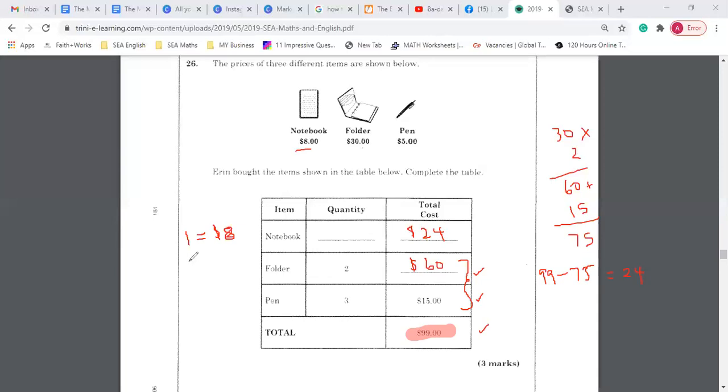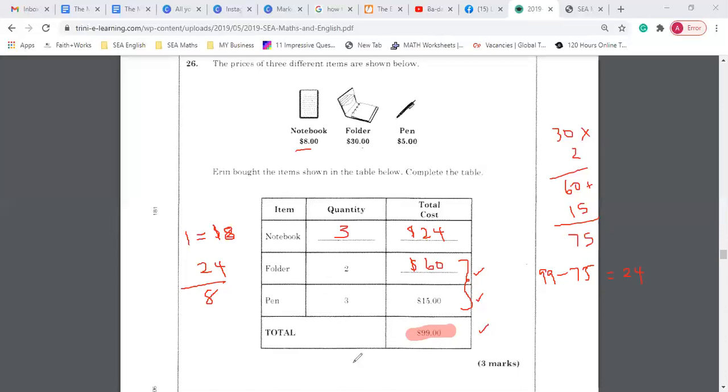So to find out how many notebooks, when you add them all together, will give you 24, we're going to have to divide. So 24 divided by 8 is 3. So 3 notebooks at $8 for one. 3 notebooks at $8 will give us $24. 2 folders, $60. 3 pens, $15. When we add them all together, they'll give us 99.